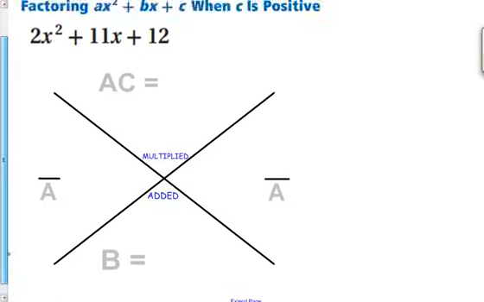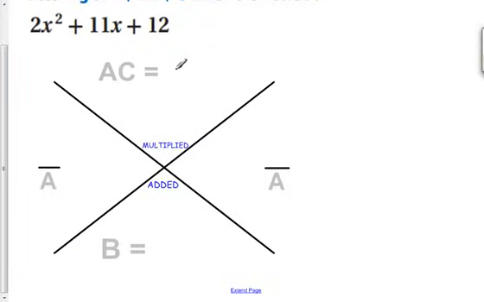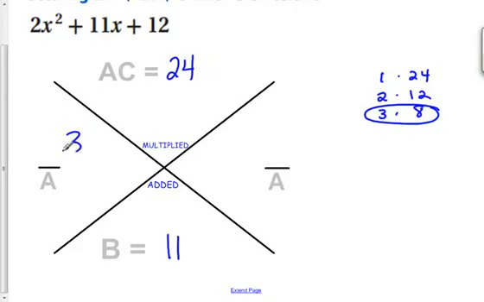Another example. Now in this case, we're going to go 12 times 2 is 24. 11 is our middle number, so we're looking for factors of 24 that add together to make 11. So 1 times 24, we know that's not going to work. 2 times 12, we know that isn't going to work. 3 times 8, that's what we're looking for. So 3 times 8 will give us our values. I'm going to write these over 2 because that's our a value. 3 over 2 can't be simplified, so we're going to leave that. 8 over 2 can be simplified. This is going to be 4 over 1.